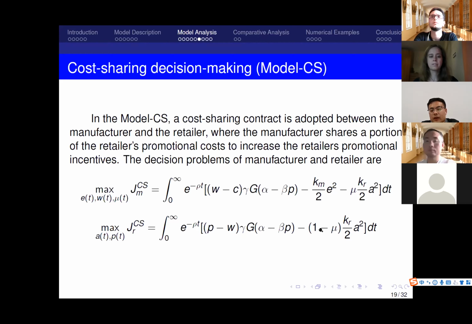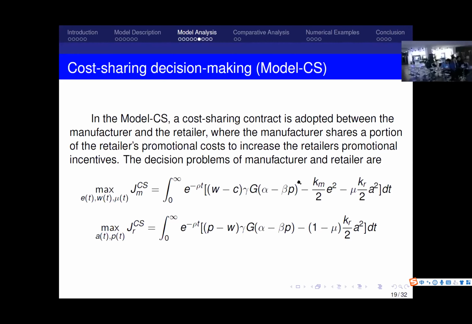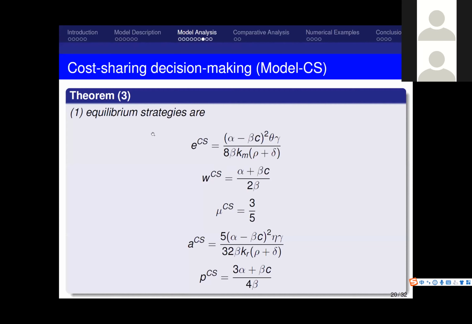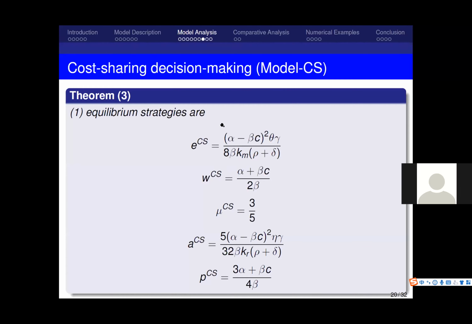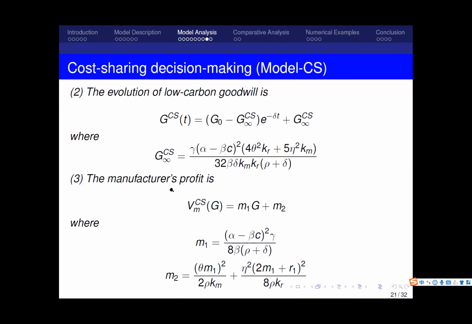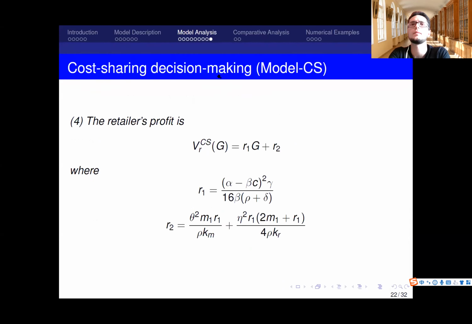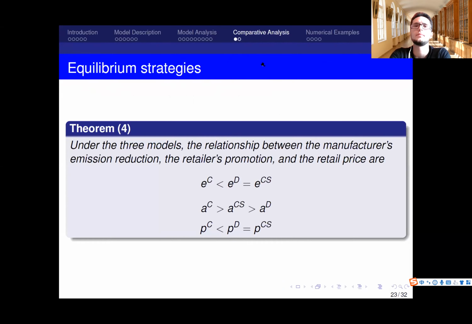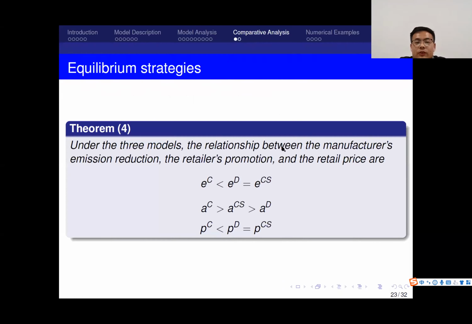This is the equilibrium strategies of this model and the evolution of the low carbon goodwill. This is the profits of each party. This is the cooperative analysis. Propositions 3 and 4 show the relationship between the cost sharing ratio and the retailer's promotion and price. The relation is like this.